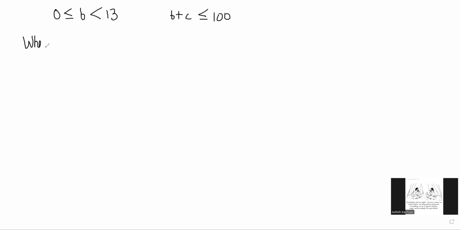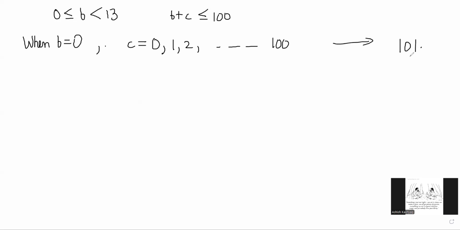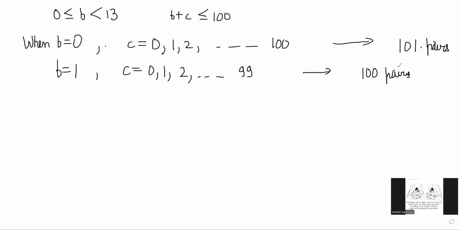So when B is 0, what are the possible values of C? C can be 0, 1, 2 till 100. So there are how many values here? 101 values, 101 pairs basically for B and C. Similarly, when B is 1, C can be 0, 1, 2 till 99 and there are 100 pairs here, right? Similarly, B is 2, C can be 0, 1, 2 till 98 and there are 99 pairs.